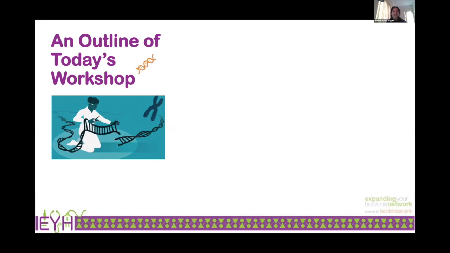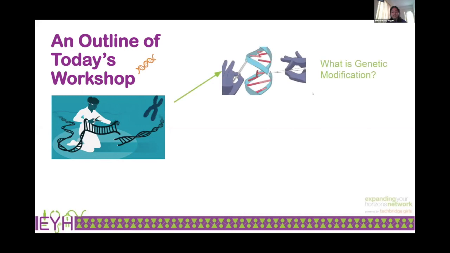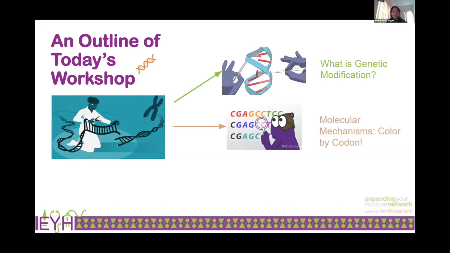So as you all know, every living organism has DNA. Since it's the blueprint of life, DNA is the starting point for defining our genes, which translate into different phenotypes or physical traits. In today's workshop, we will be talking specifically about how scientists are able to edit DNA to bring about desired phenotypes. But first, we need to understand what exactly is genetic modification. We also need to understand the molecular mechanisms for how mutations and modifications in an organism's sequence can lead to major consequences in an organism's structure, functions, or its phenotype. We will practice this through an activity called Color by Codon.